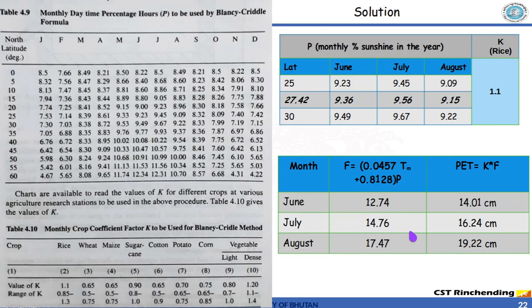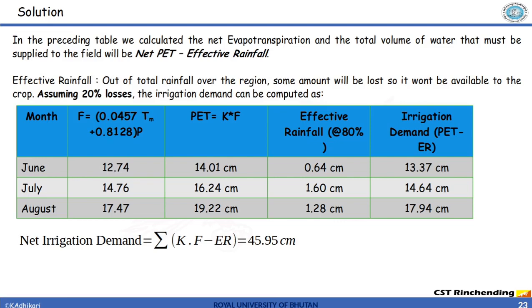If the question was just asking us to find PET, then we have done it, but the question is also asking us to find the net irrigation demand. For that, we have to subtract the rainfall. Now, as you know, all the rain that is falling over a field, some portion of rain will go as evaporation, right, which is not available to the crop. So for that reason, we have to use the effective rainfall. Effective rainfall means after deducting such losses.